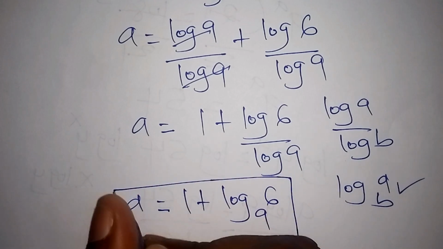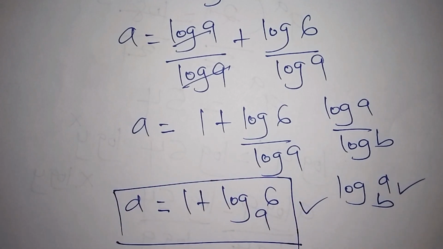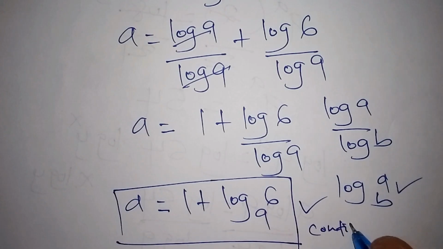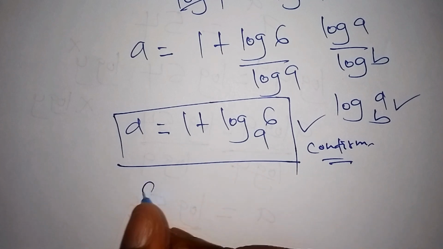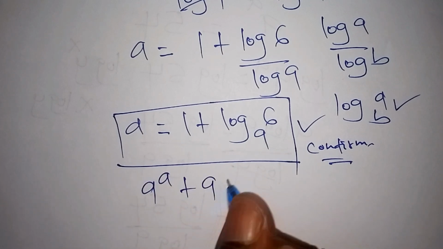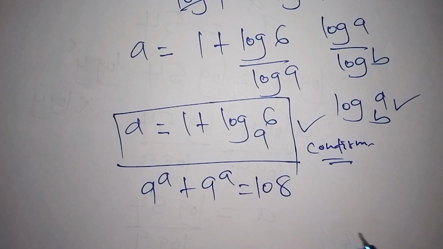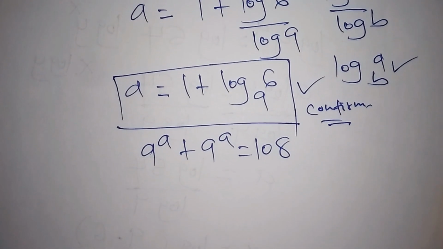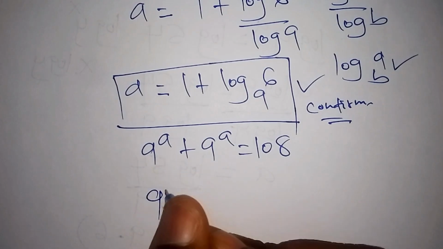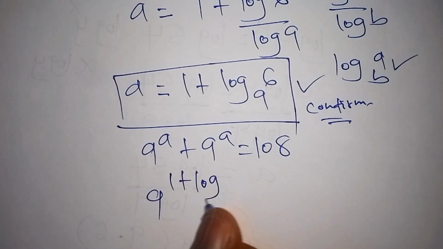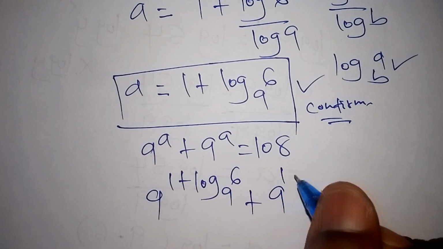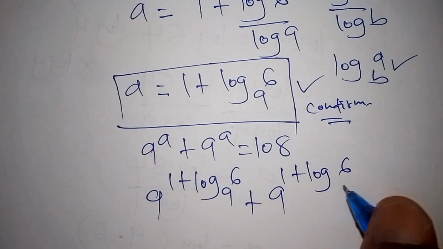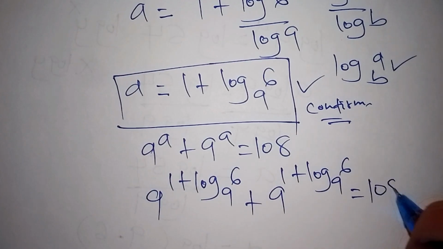And this now qualifies to be our correct answer. So let's confirm it very fast and check if it is really the correct answer. This is what we had: 9 to the power of a plus 9 to the power of a is equal to 108. Where there is a, we write 1 plus the log of 6 to the base of 9. So we shall have 9 to the power of 1 plus the log of 6 to the base of 9, plus again 9 to the power of 1 plus the log of 6 to the base of 9, is equal to 108.